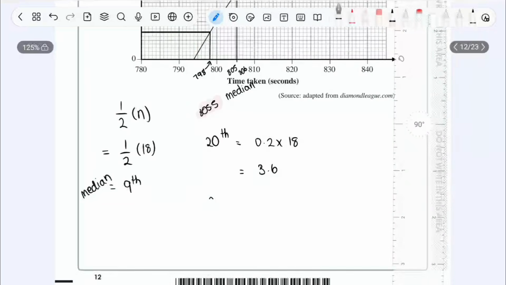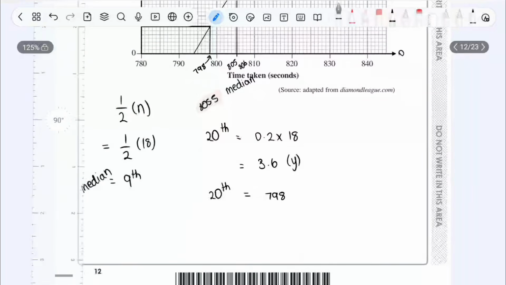So the value of the 20th percentile, that's y-axis by the way, is 798 from what we've seen. Now we'll just apply the same for the 80th percentile. The 80th percentile is going to be 80% of the way through the data, or 0.8 times 18, which gives us the 14.4 value on the y-axis.